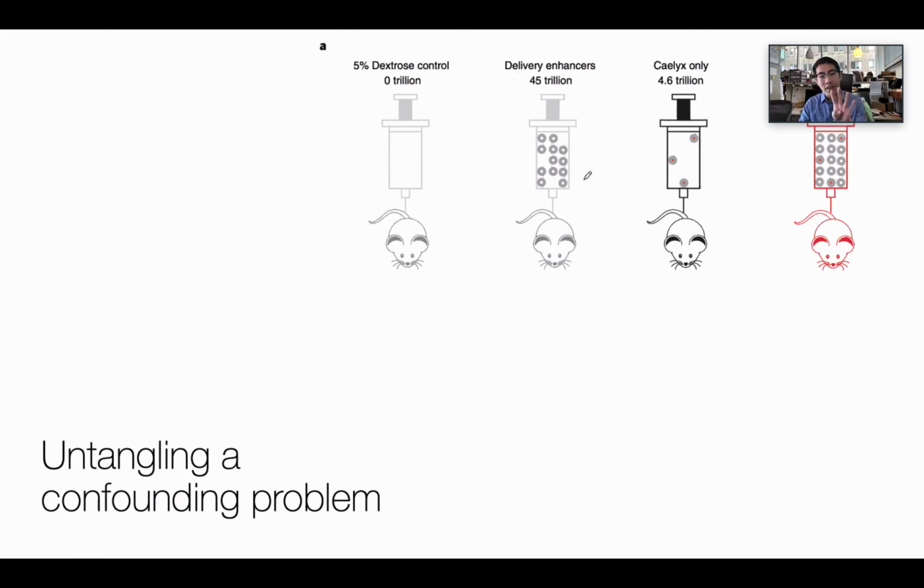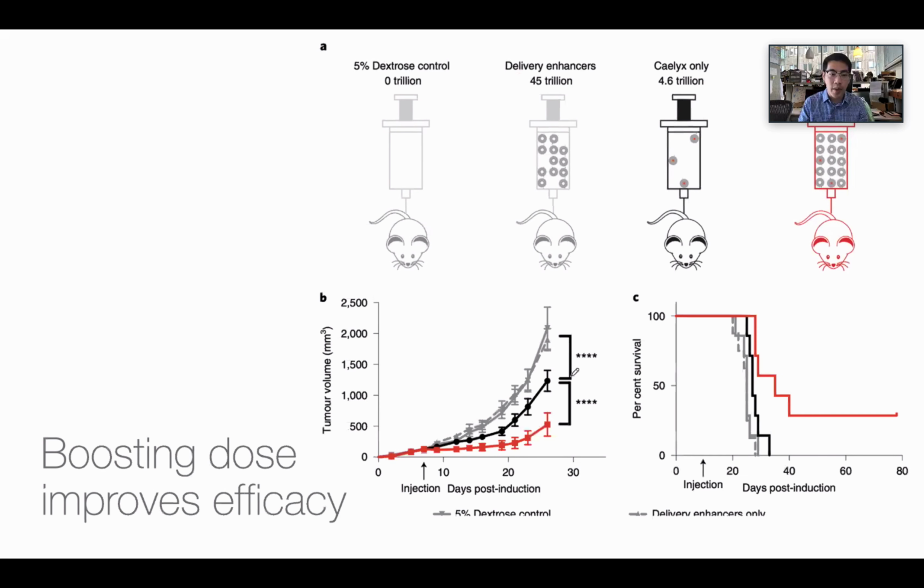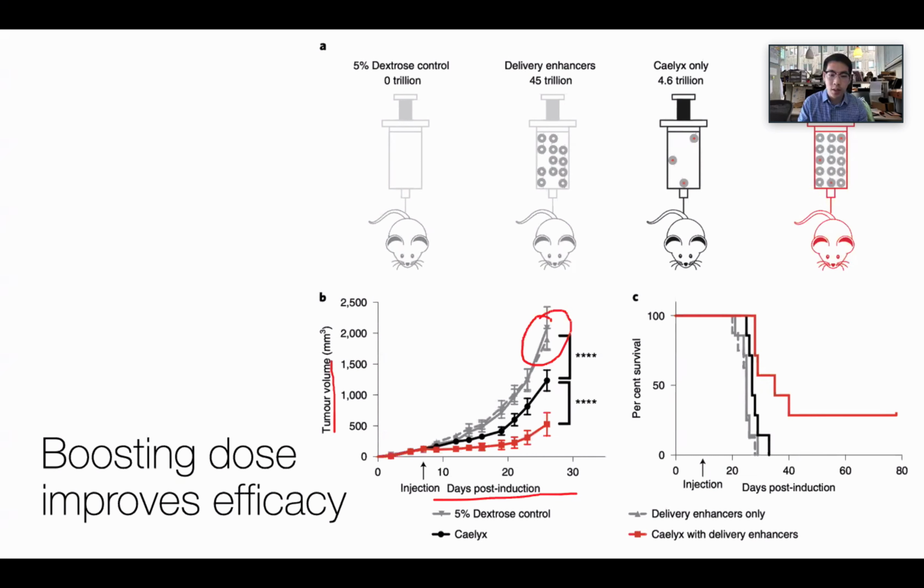We had four conditions that we compared: animals that got a sugar control, animals that got just delivery enhancers, animals that got Caelyx only, and animals that received a co-injection of both the delivery enhancers and the Caelyx. What we found was that when we compare the delivery enhancers to a sugar control, there was no difference in the growth of the tumor over time. We're looking at these gray lines over here, suggesting that the delivery enhancers had no therapeutic efficacy on their own, which makes sense because they're not loaded with any sort of drugs.